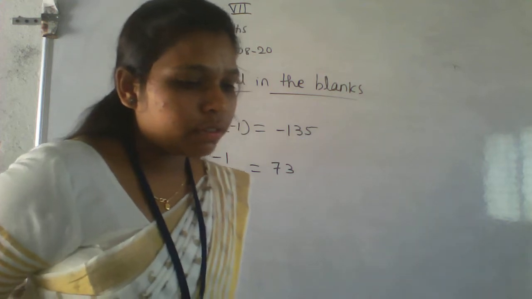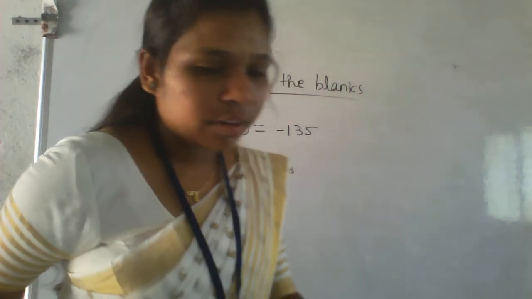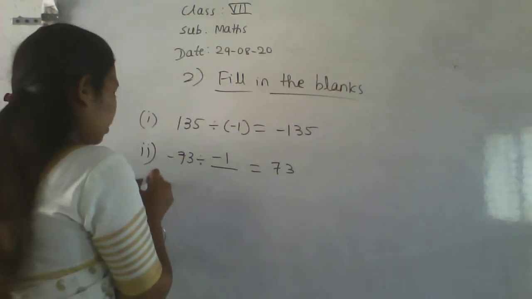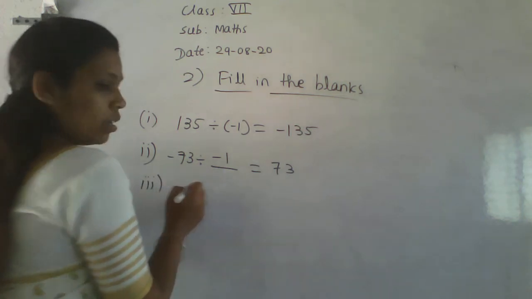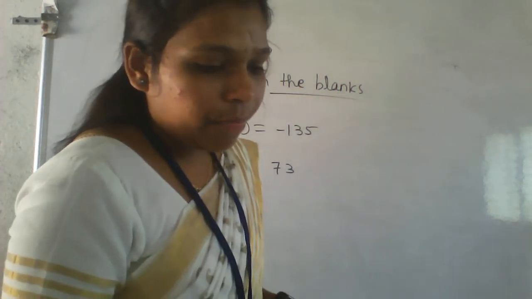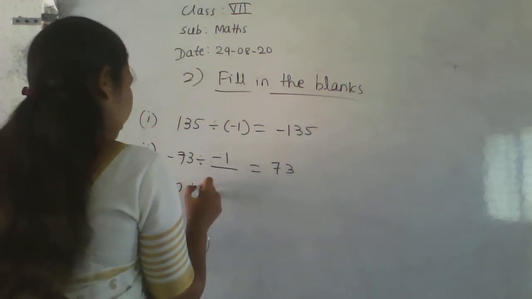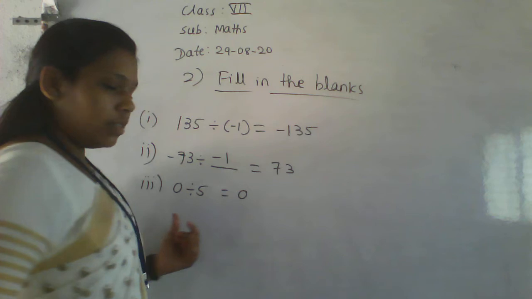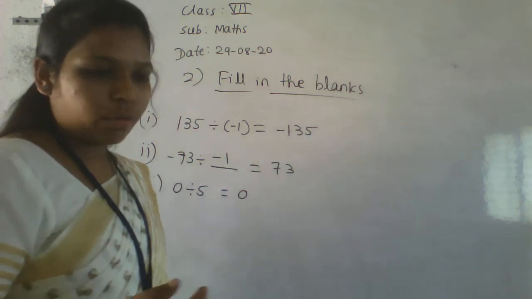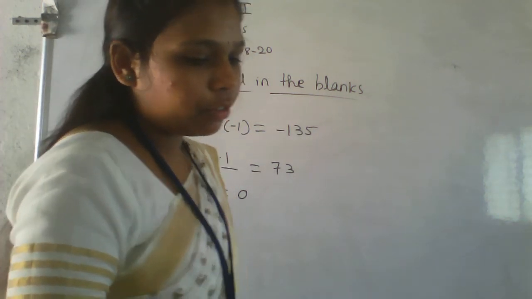Okay. Now next, that is the third one here. That is 0 divided by 5. 0 divided by 5 is 0. 0 by any number is 0 only. Okay. Next, fourth one.